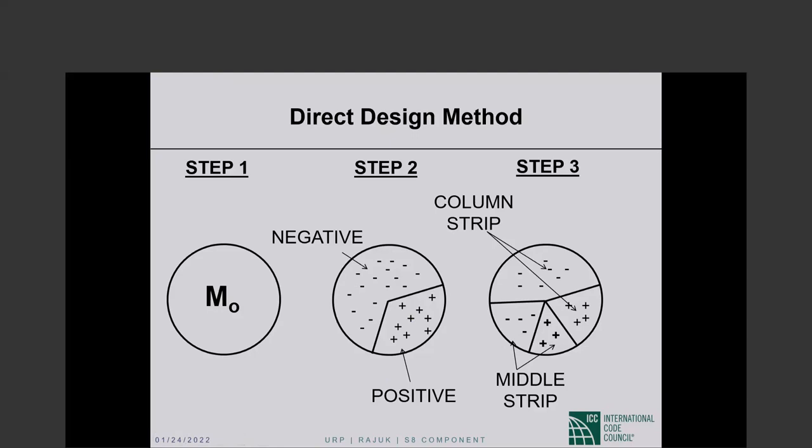So calculate free span moment for each span, distribute that between negative moments at the two supports and the positive moment in the span, and then each negative moment and positive moment is distributed between column strip and middle strip.